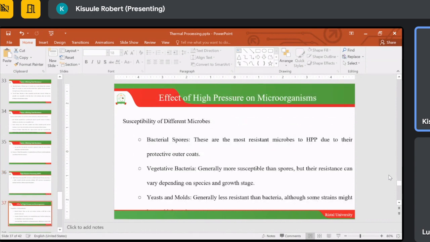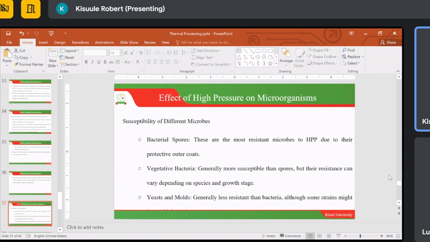So, what happens when we are exposing these microorganisms to high pressure? One of them is susceptibility of the different microbes. For the bacterial spores, we are saying these are more resistant to high pressure processing, due to their protective outer coats. But for the vegetative bacteria, those without spores, these are more susceptible compared to the spores, but also their resistance can vary depending on the species and the growth stage. We talked of those in the lag phase, those that are dividing, but also those that are dying at the end of the day.